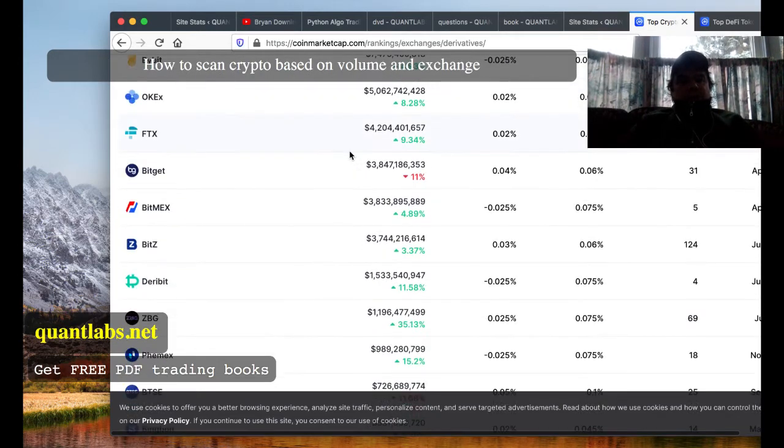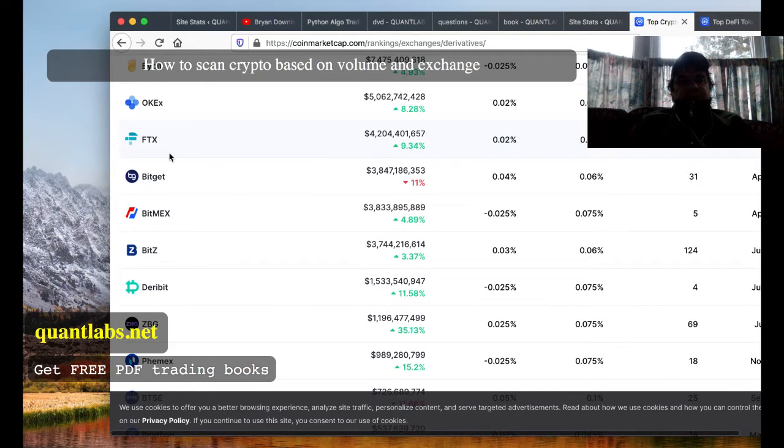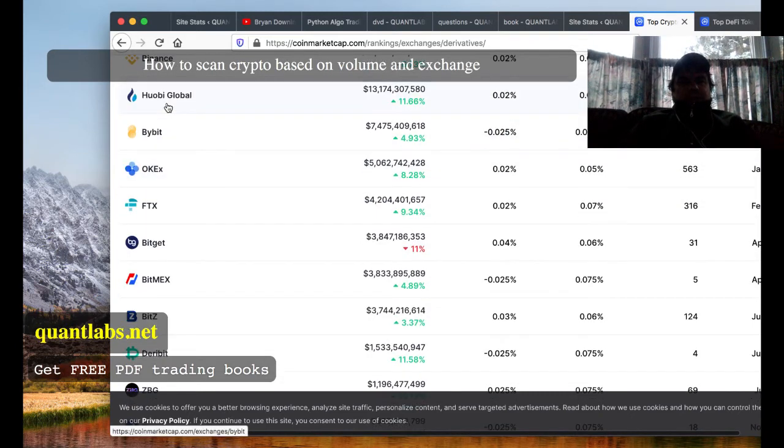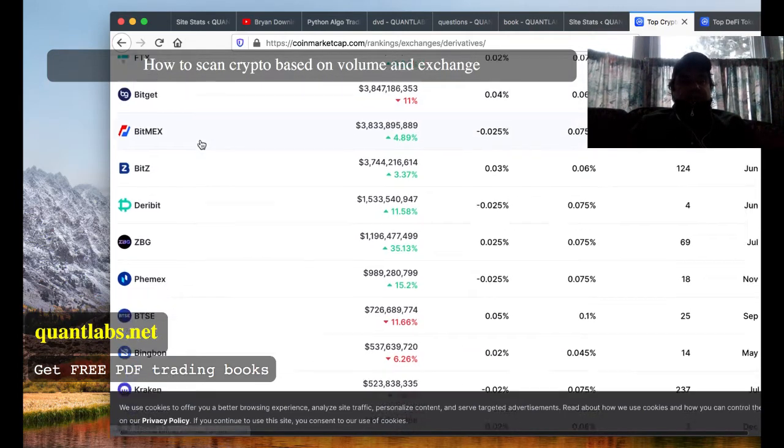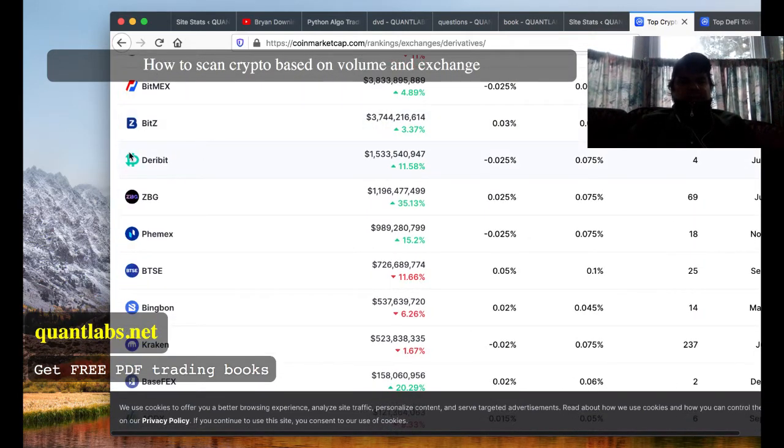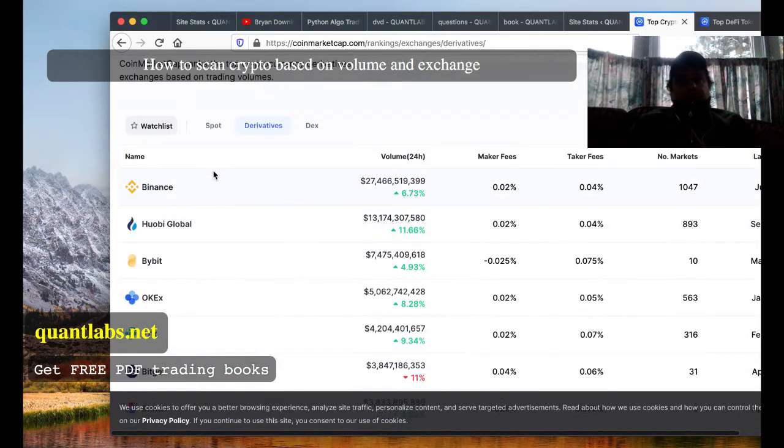Now we have other smaller players like FTX, BitMEX, and some of the Chinese-based ones like OKX, Huobi. Those ones have had scandals, and I wouldn't trust them. People talk about Deribit. That's based out of Europe. And again, my Kraken bot is only trading Ethereum and Bitcoin.